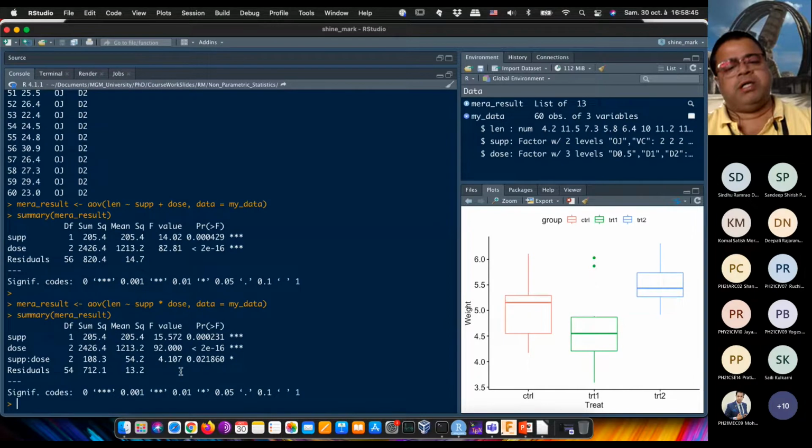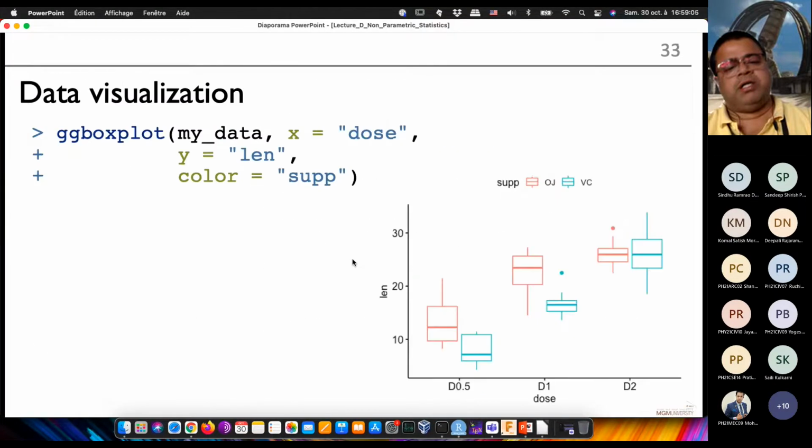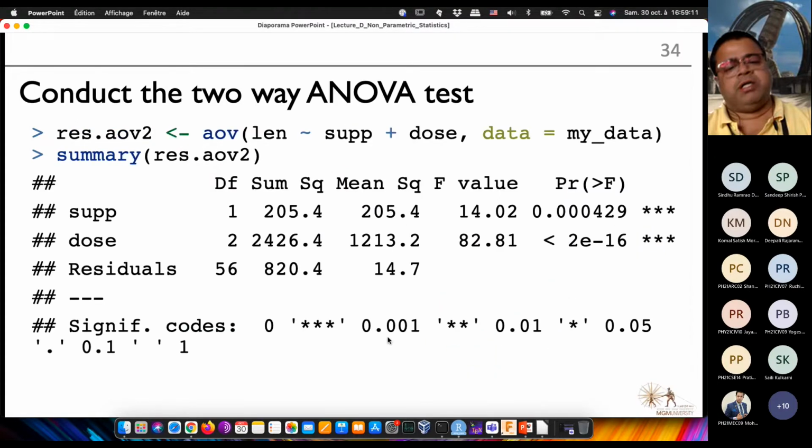Supplement and dose, interaction between supplement and dose. Does dose influence the supplement? देखो 0.02 0.05 से कम है कि ज्यादा है? कम है. इसका मतलब ये भी significant है. That means there is an interaction also, okay, which we can see, which we had seen. मतलब अगर अपन ग्राफ देखेंगे, look here, there is an interaction. Okay, ये interaction दिख रहा है बहुत clearly from the graph also.